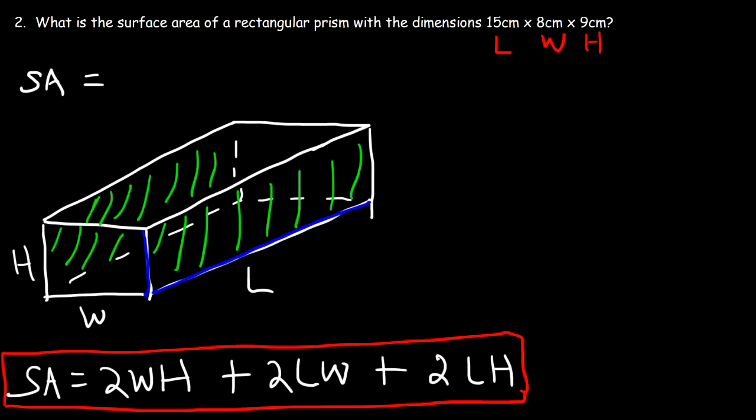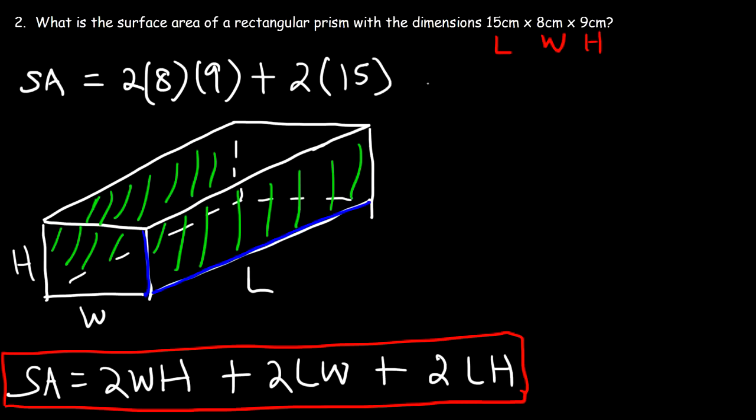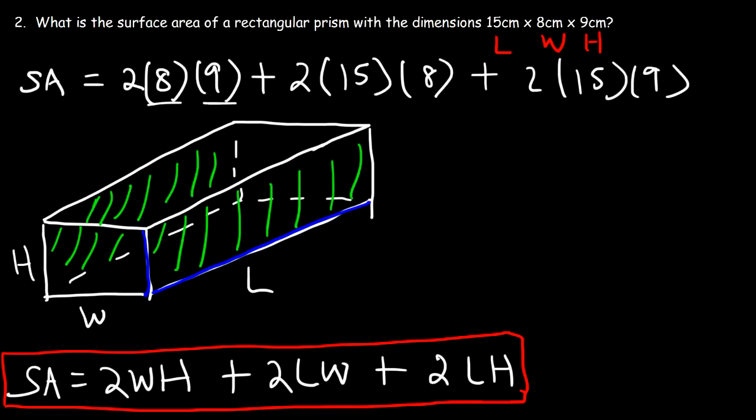Now let's go ahead and plug in everything that we have. So the width is 8 centimeters and the height is 9 centimeters. Now the length is 15 centimeters and the width is 8 centimeters. And then 2 times LH, that's going to be 2 times 15 times 9. So now we just got to do some math. 8 times 9, that's 72. And 2 times 72 is 144. Now 2 times 15 is 30.